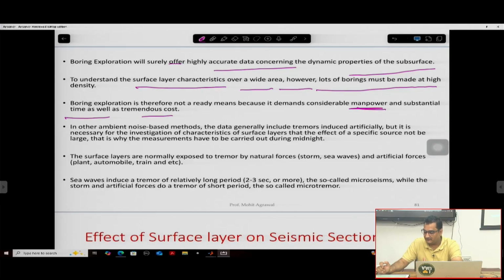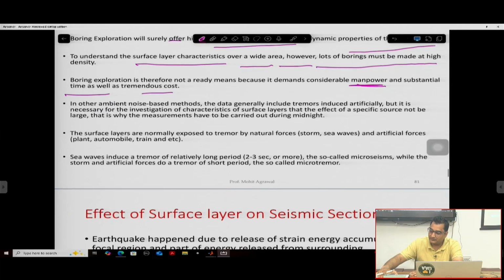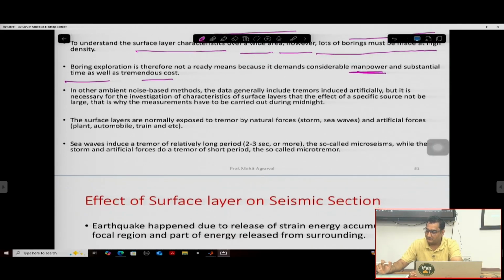And if you look at the other ambient-based techniques apart from HVSR, they generally are done at a very quiet time, maybe at midnight, when the effect due to a particular source may be affecting your data. Those techniques want you to record your data in the quiet time. But this technique, basically the HVSR technique, can be used almost at any time, even in the presence of certain coherent noises. The surface layers are normally exposed to tremor by natural forces such as storms and sea waves, and artificial sources: plants, automobiles, trains, etc.